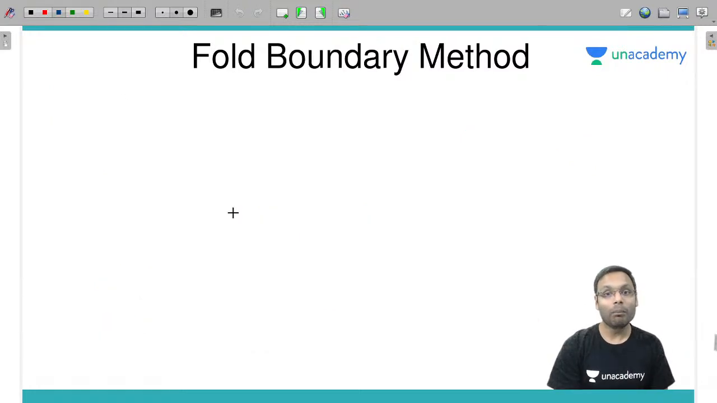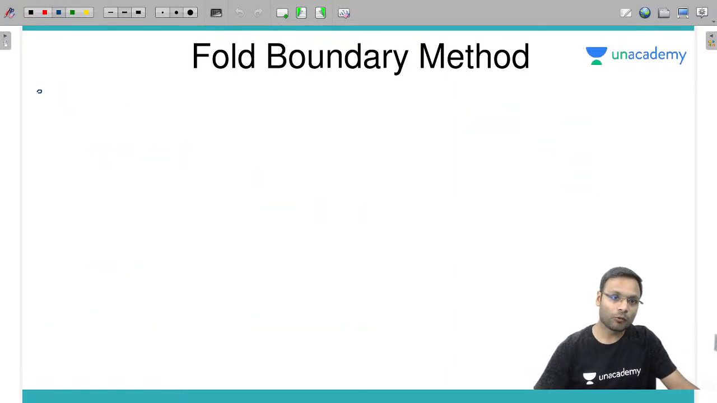Next is the fold boundary method. This particular fold boundary method is also very interesting. In this also we are going to go with the folds itself. Fold तो बनाने ही बनाने हैं. अब ये fold boundary को कुछ special तवज्जो देंगे, special respect मिलेगी. क्या है बता देते. So let's take a simple example.